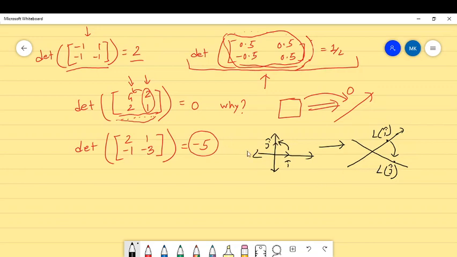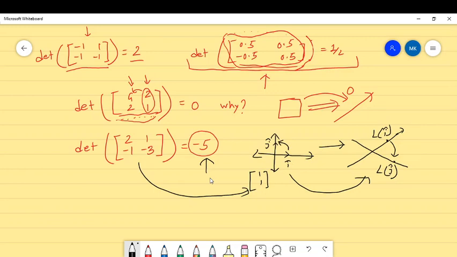So let's say you have a vector 1 1 and after multiplying with this particular matrix, your space becomes like this, right? In this case the space is inverted. So whenever the orientation of your space is inverted, your determinant will be negative. So in this case your determinant is negative 5. This was all about the determinants in 2D spaces.